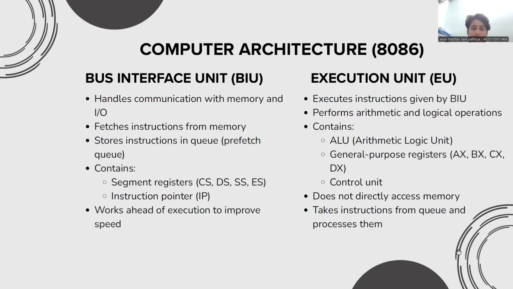The 8086 architecture has two main units. Bus interface unit, which handles communication with memory and input-output. It fetches instructions and stores them in a prefetch queue. And then there is the execution unit. It executes instructions and contains the ALU and general purpose registers like AX, BX, CX, and DX. The EU processes instructions but doesn't directly access memory.